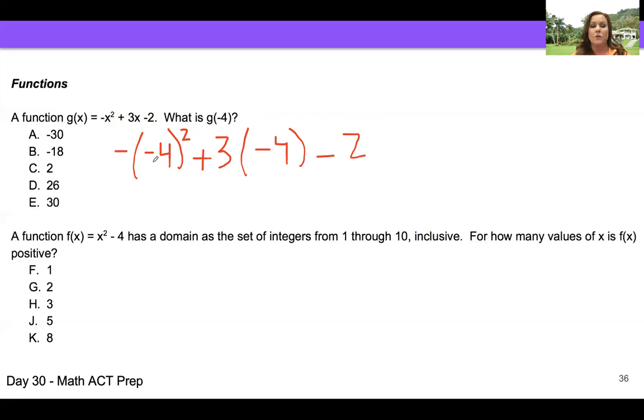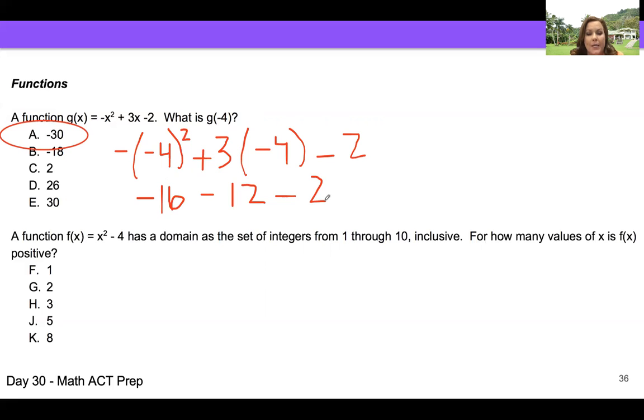minus 2. So -4 squared is +16 times the negative, and this is where students mess up. I get -16 minus 12 minus 2. And that's going to give us -30.